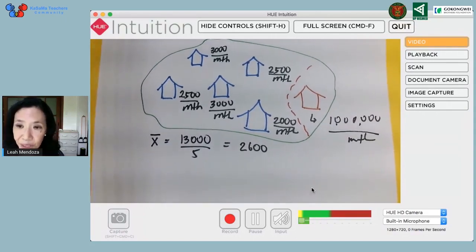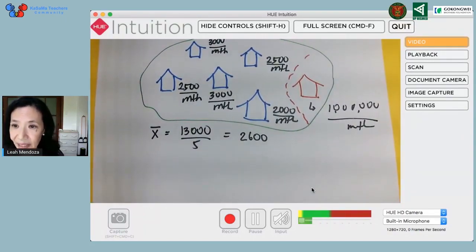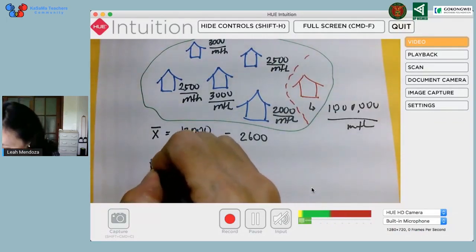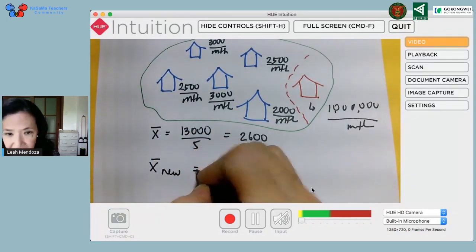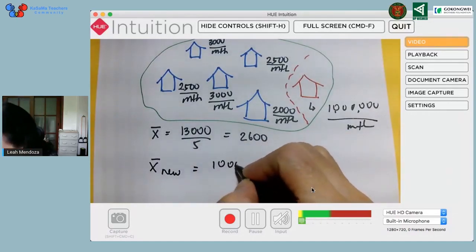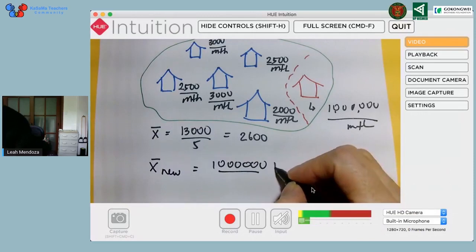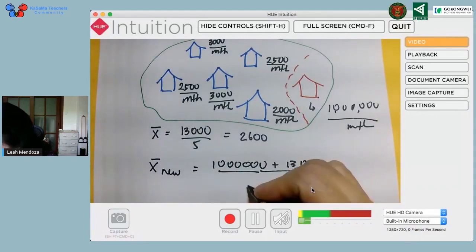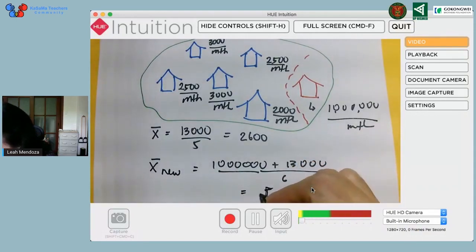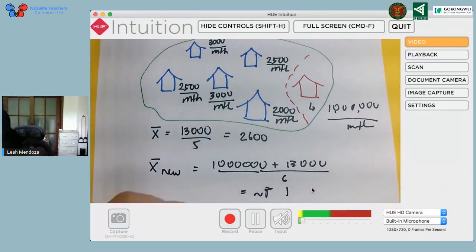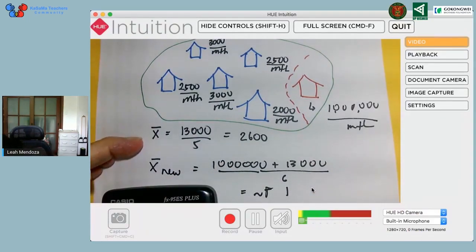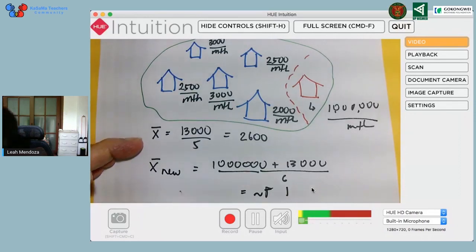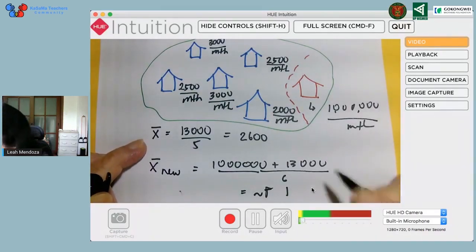Okay, so if you include the 1 million in the data set and compute for the new mean, this will now be 1 million plus the sum of these 5 houses, 13,000, over 6. Okay, let's check, so that's 1,013,000 divided by 6, and that gives you approximately 169,000.